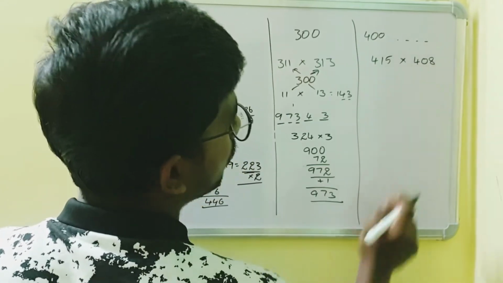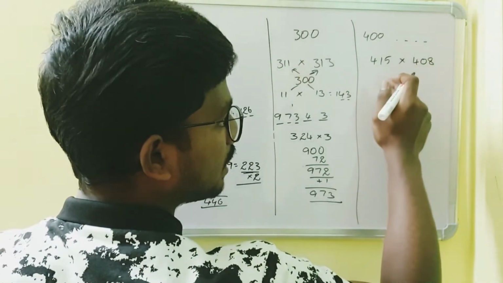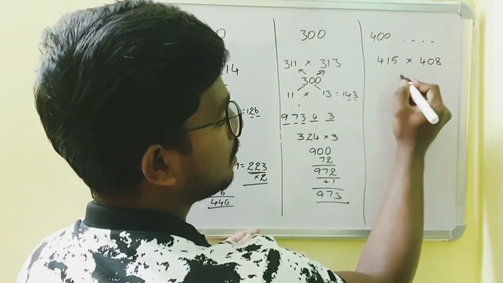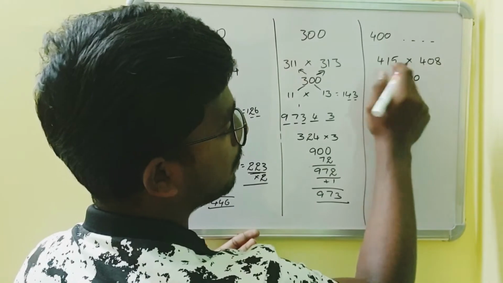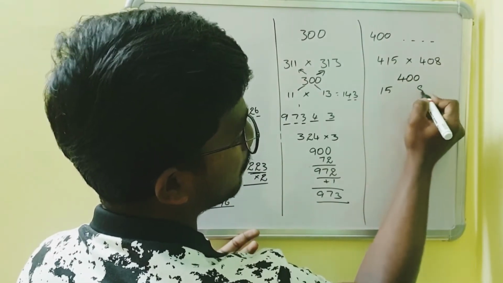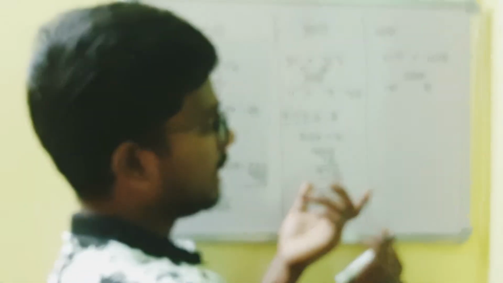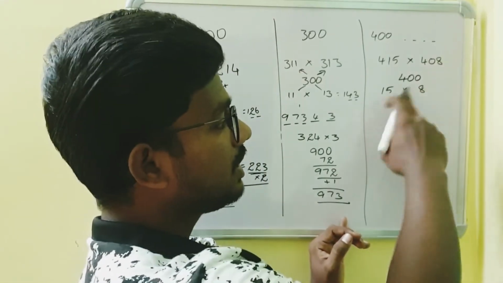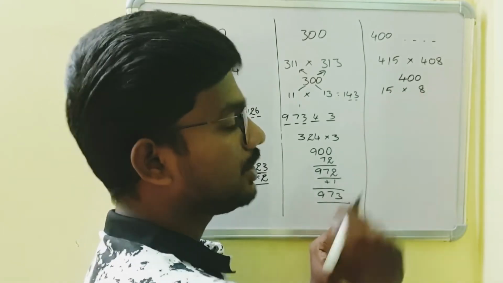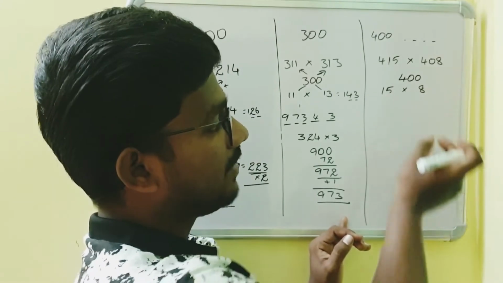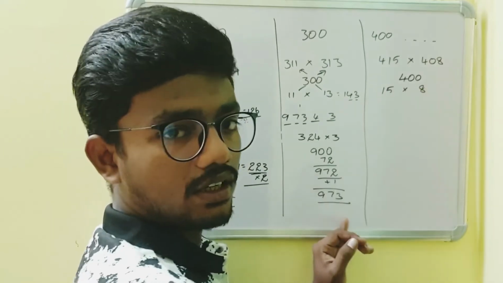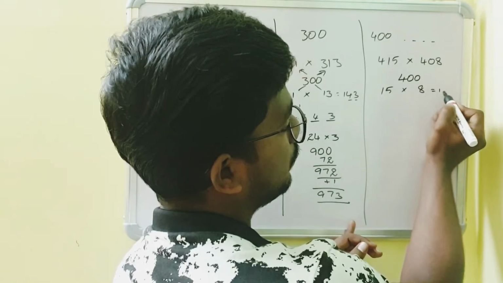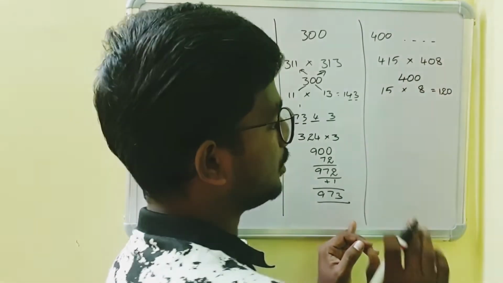Now for 400, I will take 415 into 408. See, these numbers are greater than 400 and are also nearer to 400. So I am taking 400 as my common value. I took 400 and obtained the differences as 15 and 8 respectively. After obtaining the differences, we have to multiply both of them. So 15 into 8, instead I will multiply 15 into 10, which is nothing but 150, and I will take this 2 into 15 as difference. So 150 minus 30, which is nothing but 120. So 15 into 8 is 120.